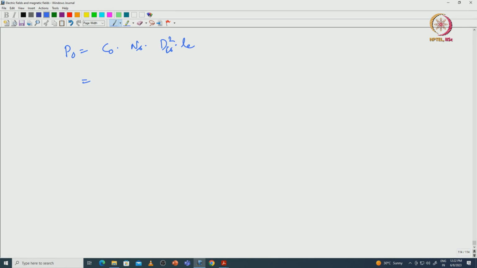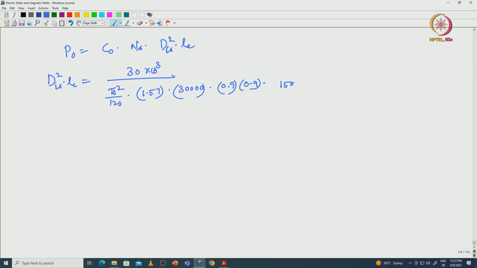Just substitute all values, then volume product d square Le is nothing but 30 kilowatt, the output power, divided by pi square by 120 into magnetic loading, then electric loading, then power factor, efficiency, all values substituted, synchronous speed and others. Then we will get the d square L product as 0.0067 meter cube.